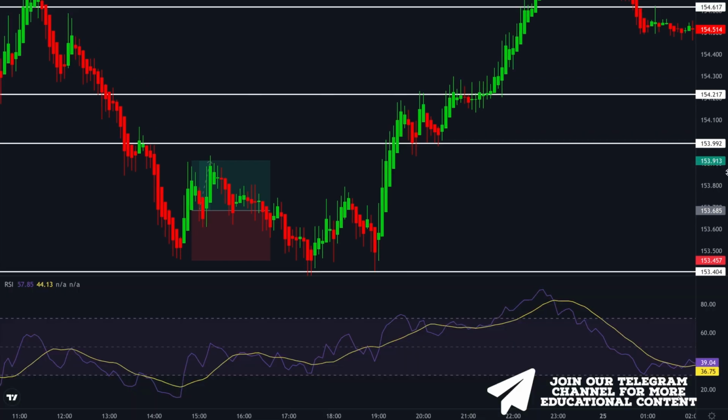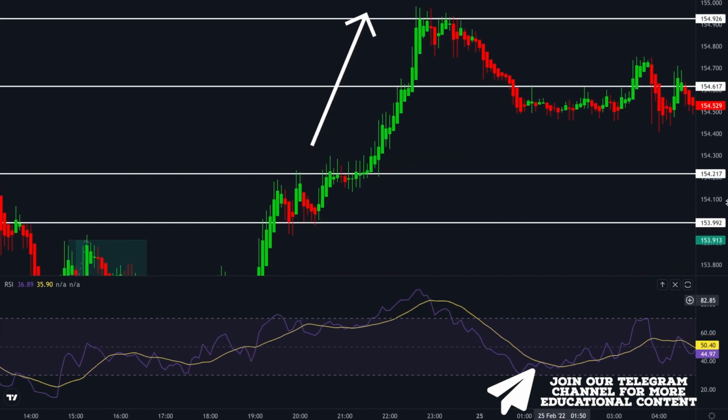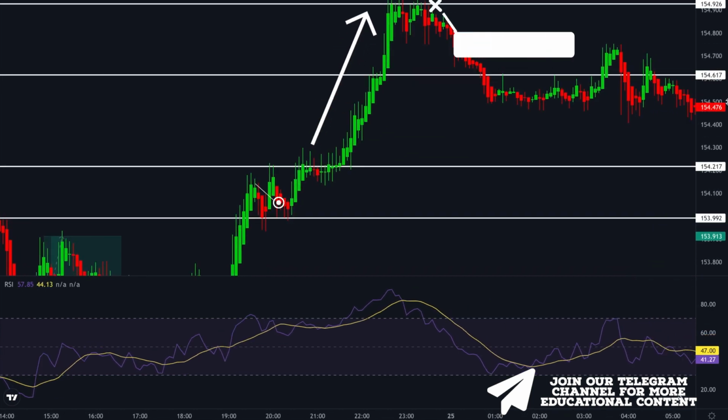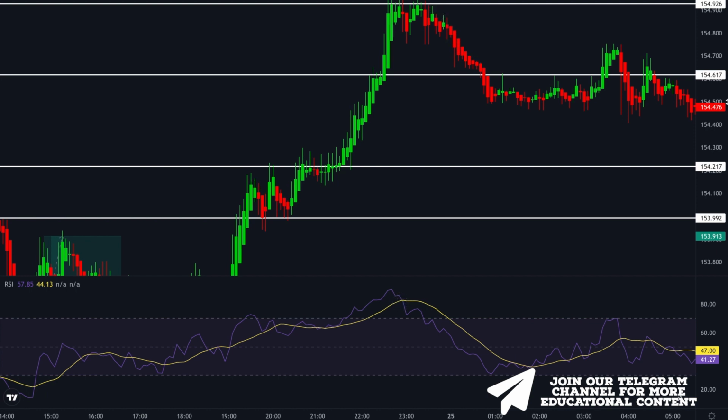So with that being said, moving on. As you can see, the price moves up and approaches the key resistance on its way. At this point, the RSI is also overbought right here. Next, we should wait for the RSI line to drop below the SMA, and here it is. So now our trigger event is fully confirmed.